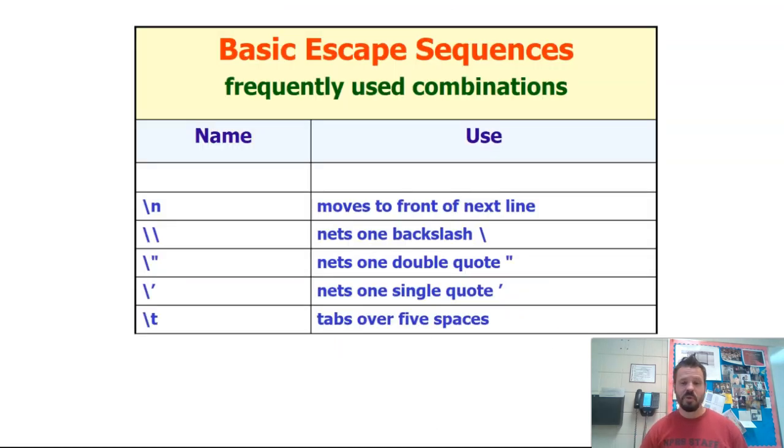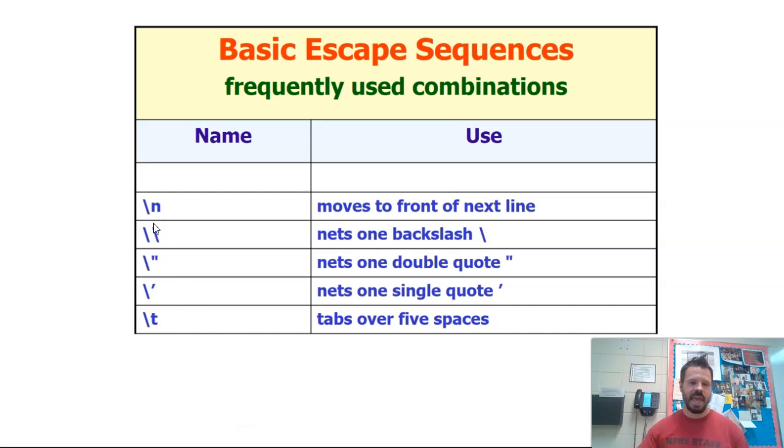All right, we've got just a few more details we're going to talk about to add to our simple programs. Okay, the first one's going to be the idea of an escape sequence. An escape sequence is a way to signal Java that we want an alternative interpretation of a character.